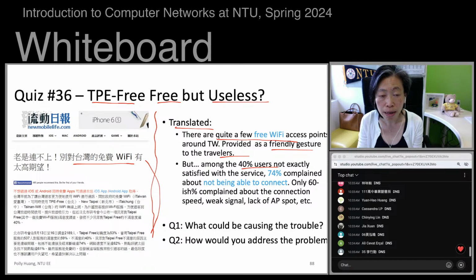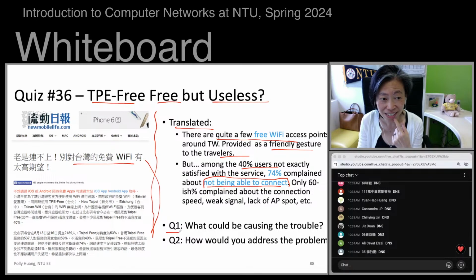Among the users who are not satisfied, most complain about this: hey, I can't even connect at all. Now, some of you might have experience using the free services and find that the transmission rate is low, the speed is low, and the signal is weak. But the vast majority of complaints are this: I can't even connect.